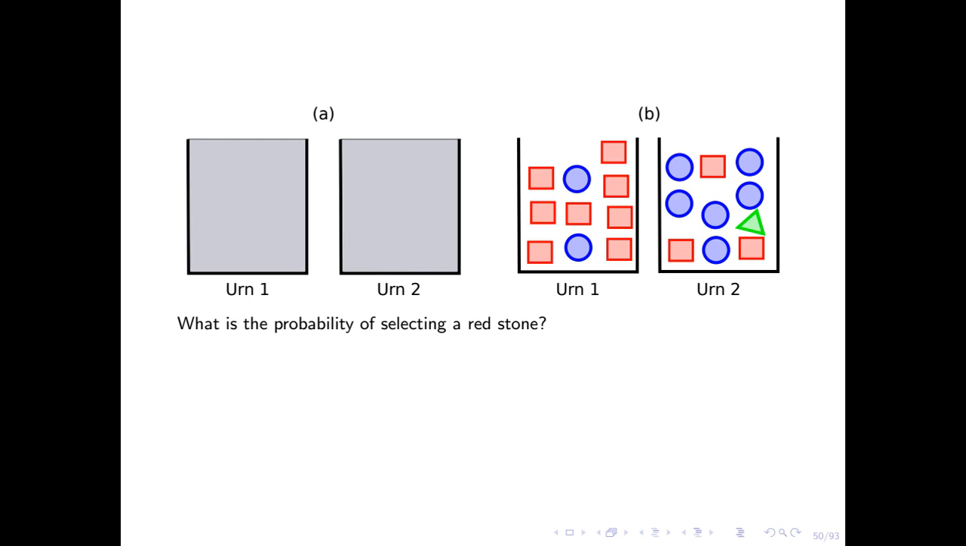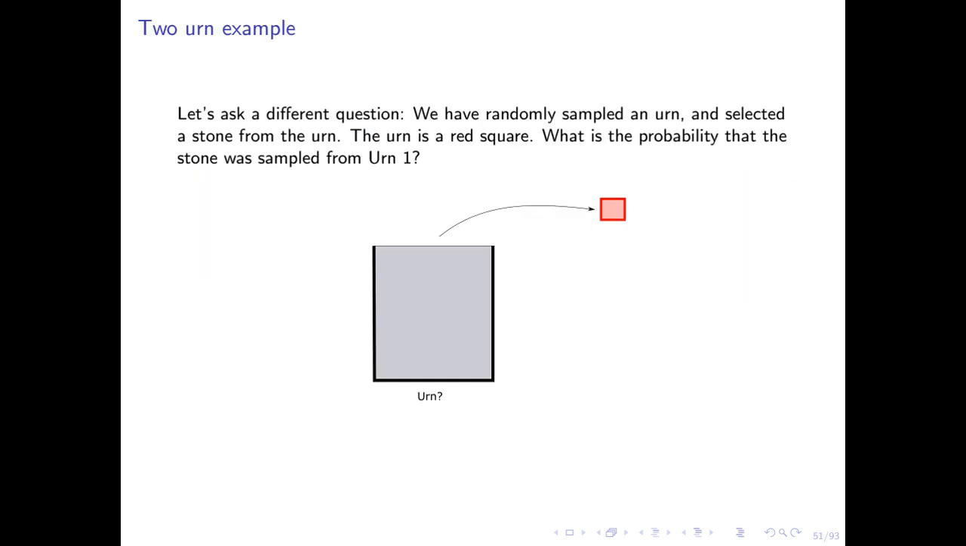Okay, now if we ask the question, what's the probability of selecting a red stone? We don't care about the specific urn. We took an urn, we sampled the stone from it. What's the probability that it's red? So what we can do here is just count how many stones there are and how many of them are red. If we can select each stone with an equal probability, then we would expect it to be proportional to the number of red stones we have in total. So we have 8 red stones here, we have 3 red stones here, so we have 11 red stones out of 20. So the probability is 11 out of 20.